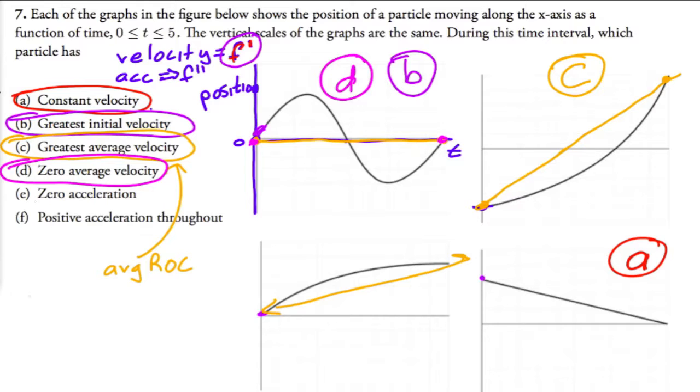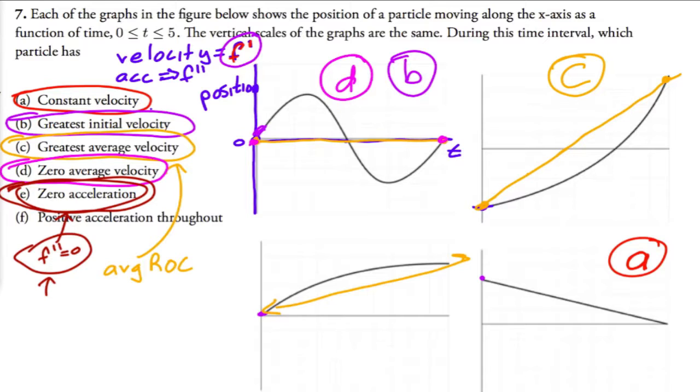Now we get into a little bit trickier territory. Which one has zero acceleration? So the acceleration, remember, that's the second derivative. So which one has zero second derivative? Okay, so you look at all these and maybe you're not sure. Maybe you already know which one it is. Well, let's just talk a little bit about what other aspects you can look at.